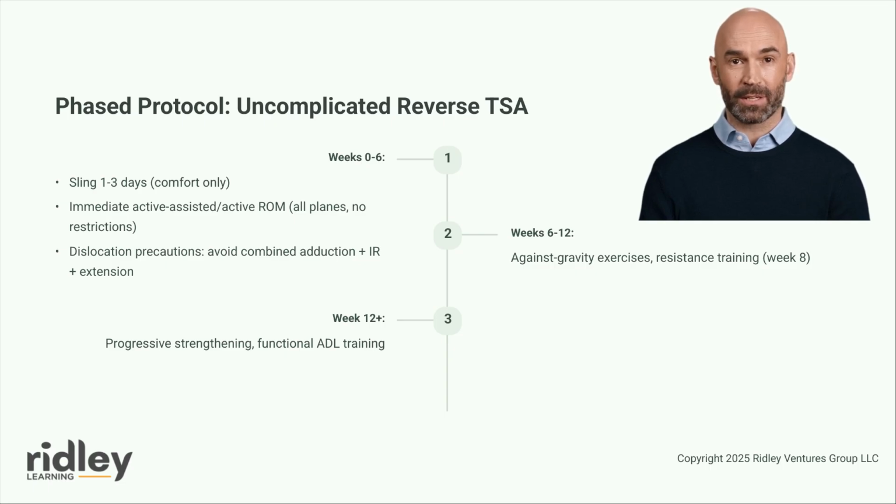Dislocation precautions, specifically avoiding combined adduction, internal rotation, and extension, should be observed throughout the first 6 to 12 weeks, as this position places the prosthesis at greatest risk for posterior dislocation. Functional training for activities of daily living is integrated early, with patients encouraged to use the operative arm for light tasks such as feeding, grooming, and computer work from the first week postoperatively.